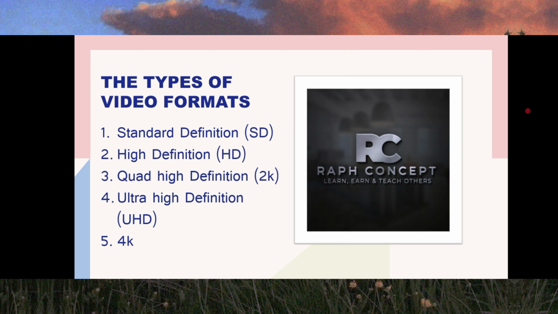So the types of video format, although there are other forms of video format, but this is the most common one you will encounter while you are editing videos. We have the standard definition, which is the SD. We have high definition, which is the HD. We have quad high definition, 2K, ultra high definition, which is the UHD, which is 4K. We have the last one, which is 8K. We're not going to be discussing that here.